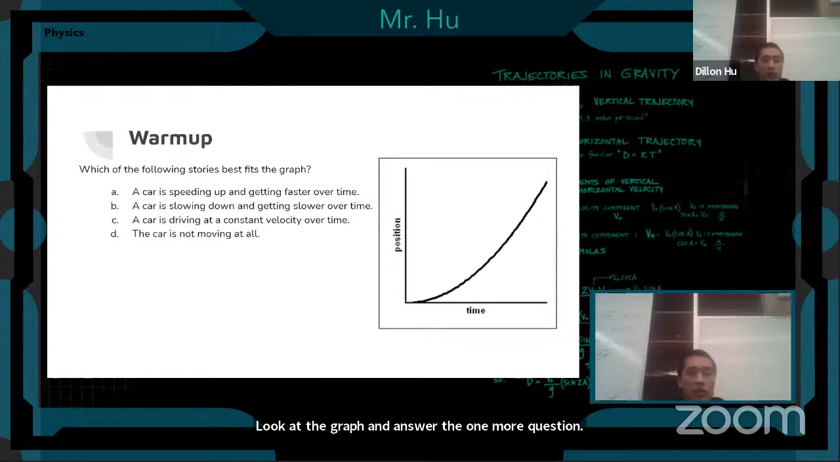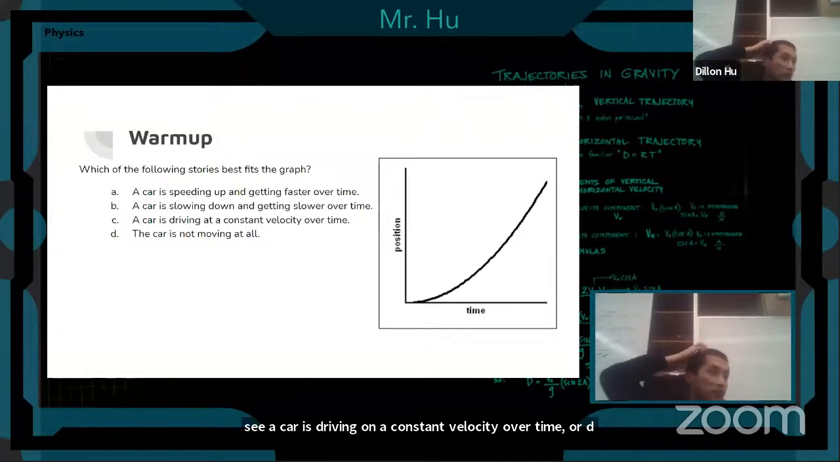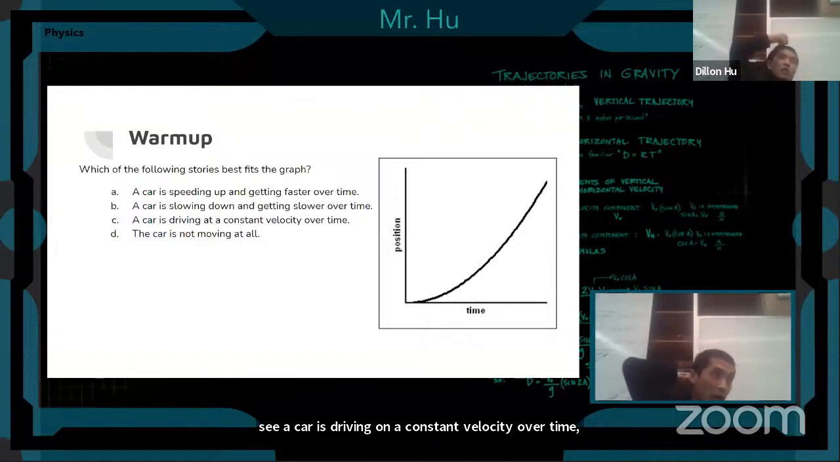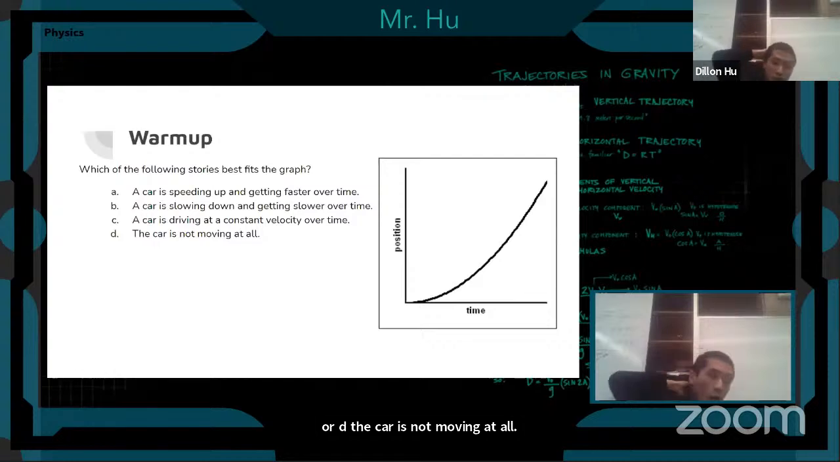This graph is a position versus time graph, and I want you to figure out which of these stories best fits the graph. Is it A, the car is speeding up and getting faster over time? B, the car is slowing down and getting slower over time? C, a car is driving at a constant velocity over time? Or D, the car is not moving at all? We currently have about 13 out of 21 responses, so we are missing about 8.